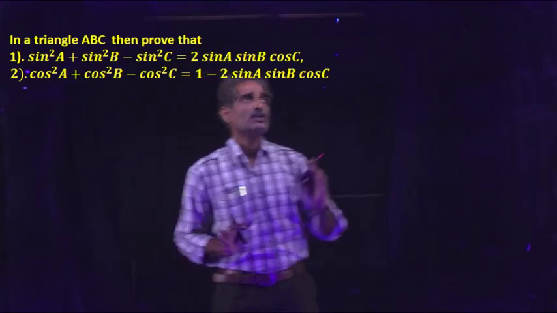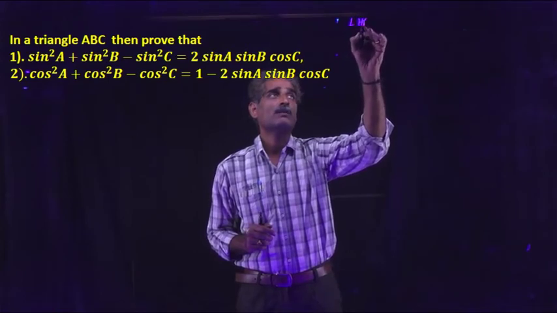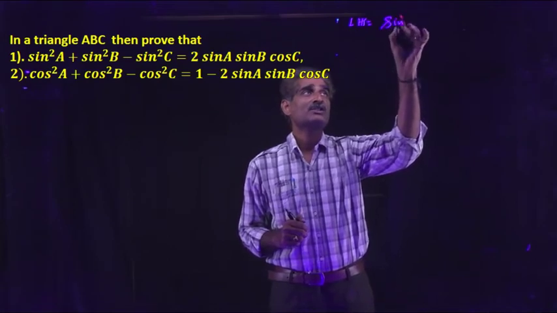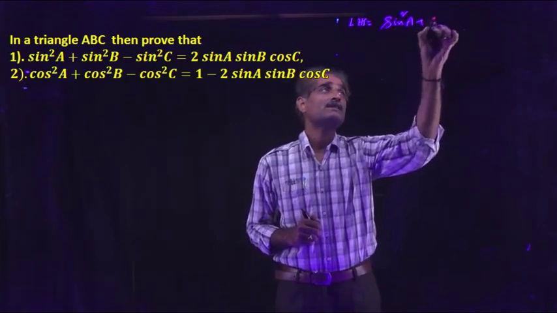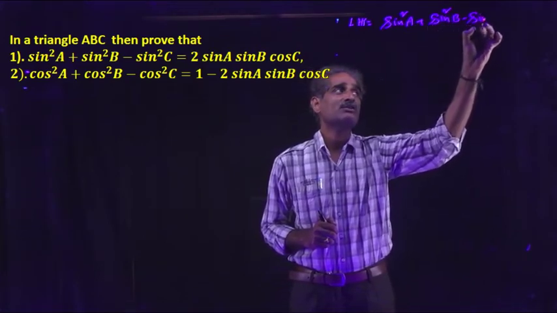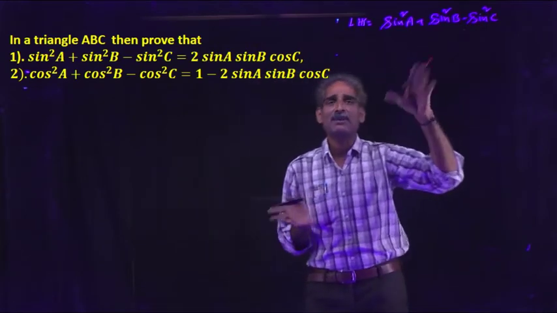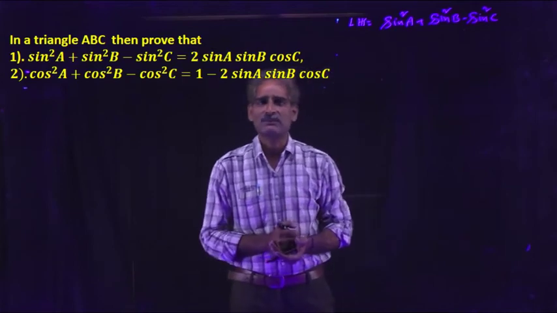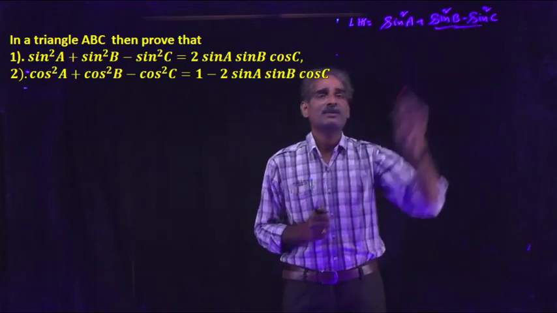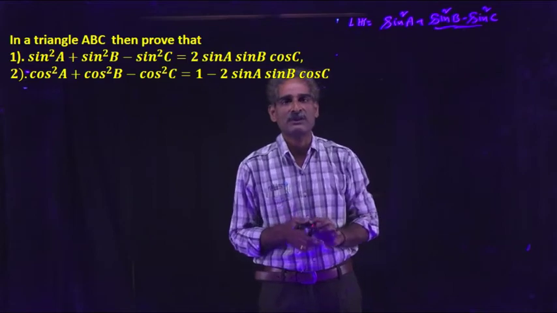Okay, so the first one, now take LHS. Here the LHS is equal to sin²A plus sin²B minus sin²C. Here also same, we have to change the sum of terms to a product of terms. We have to apply transformations, but the functions are square functions. So here there is a formula for this. Clearly this is in the form of sin²A minus sin²B. We have a formula for sin²A minus sin²B.